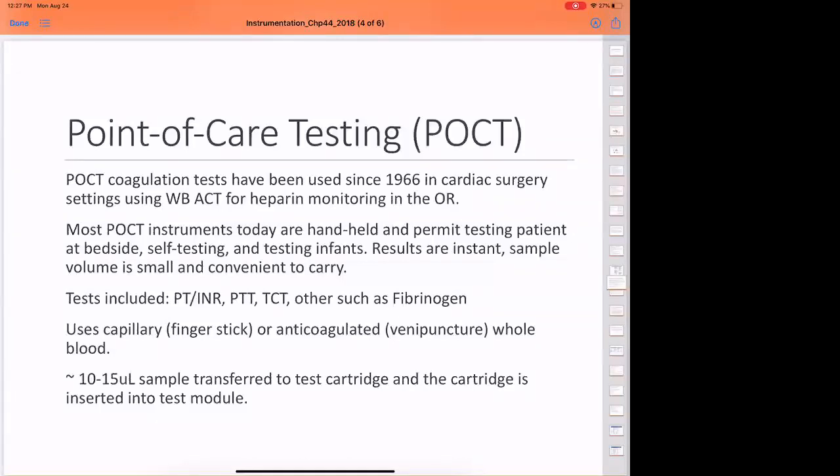The tests that are included in coagulation point of care testing are the PT and INR, the APTT, the thrombin clotting time, and other testing can also be available, such as a fibrinogen. Point of care testing for coagulation uses capillary blood or a finger stick, or anticoagulated blood or whole blood that comes from a venipuncture. The volume of sample is about 10 to 15 microliters that is transferred one way or another to a test cartridge, and the cartridge is inserted into a test module.